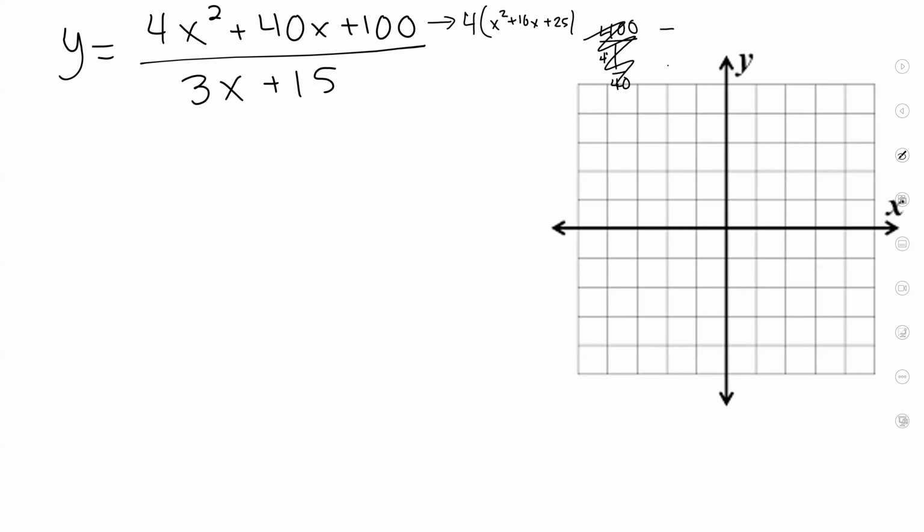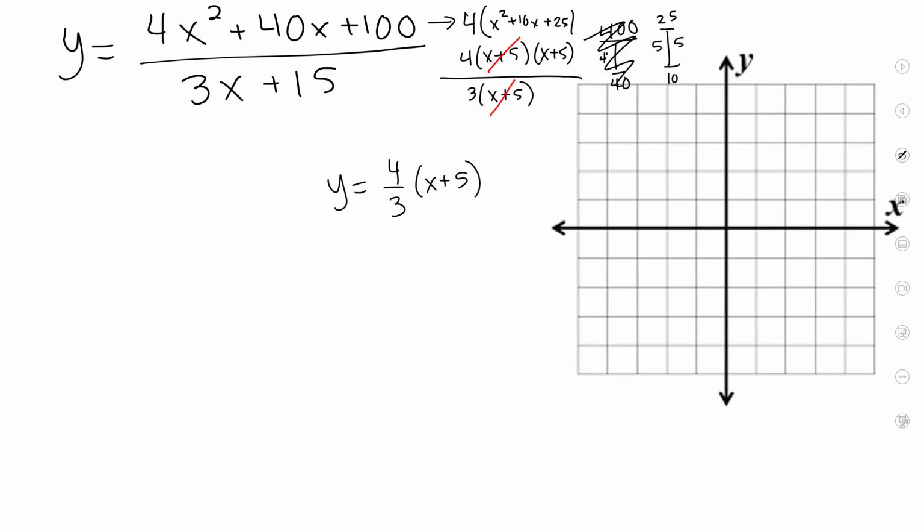So two numbers that multiply to 25 and add to 10 are 5 and 5. So this will be 4 times (x plus 5) times (x plus 5). So that's my numerator factored. If I factor the denominator, it'll be 3 times (x plus 5). So notice this cancels with one of these in the denominator. So now my answer is y equals 4/3 (x plus 5). This is my new equation. So I'm going to answer all of my questions based off of this new problem.